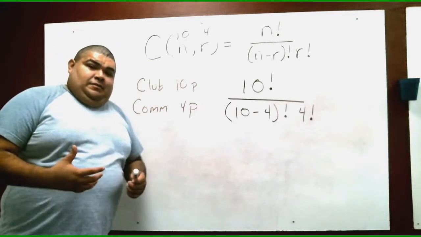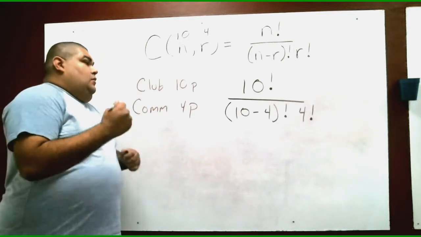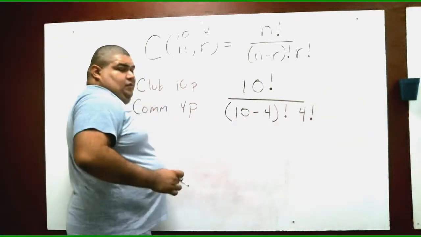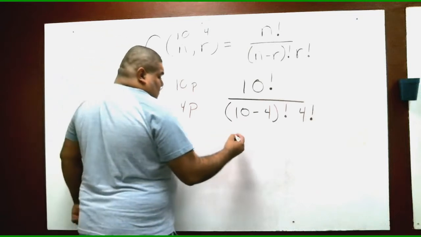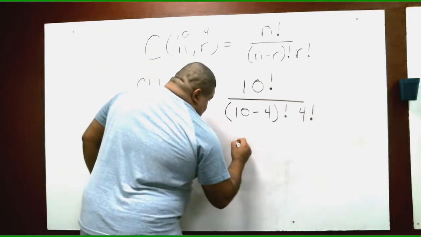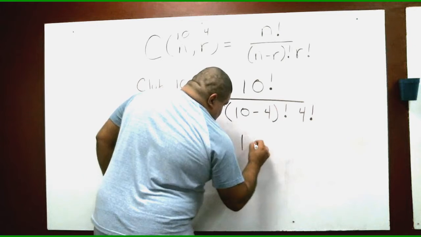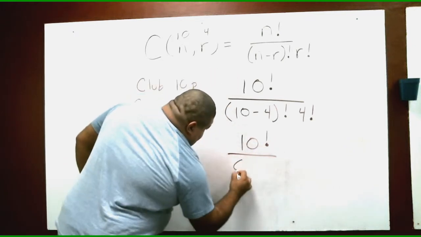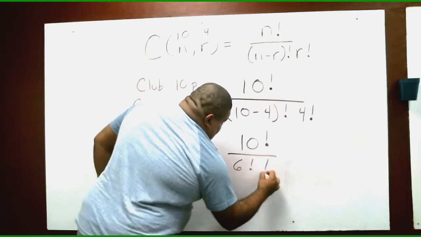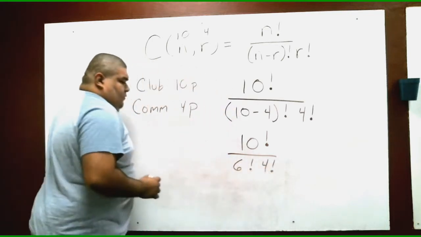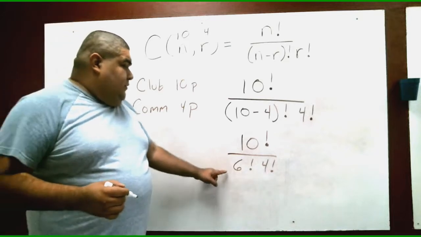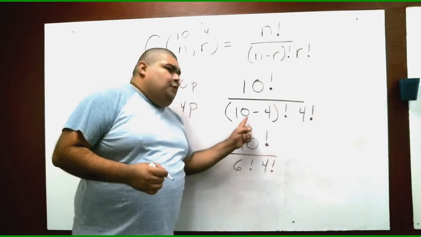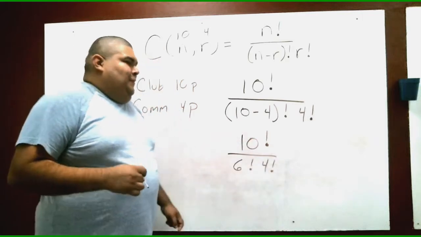Once we have it plugged in, all we have to do is start off by subtracting. 10 minus 4 is 6, right? So we can say 10 factorial over 6 factorial and 4 factorial. All we did with the 6 is substitute: 10 minus 4 is 6.